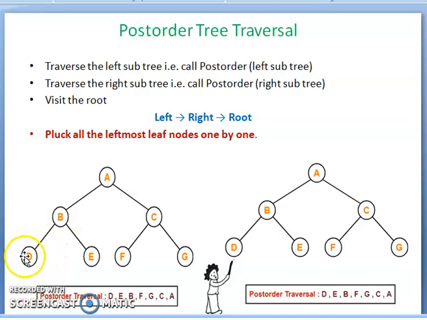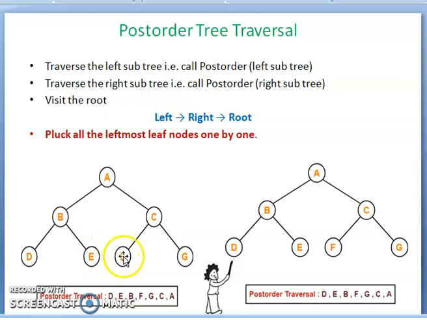For B, D is already over, left is over, and once the left and right are over, then only you visit B. Up to now only D is visited, and then you visit E. Once D and E are visited, then only you visit B. After that, in order to visit A, once the left is over, you move to the right, right? If the right is also over, then only you visit A.